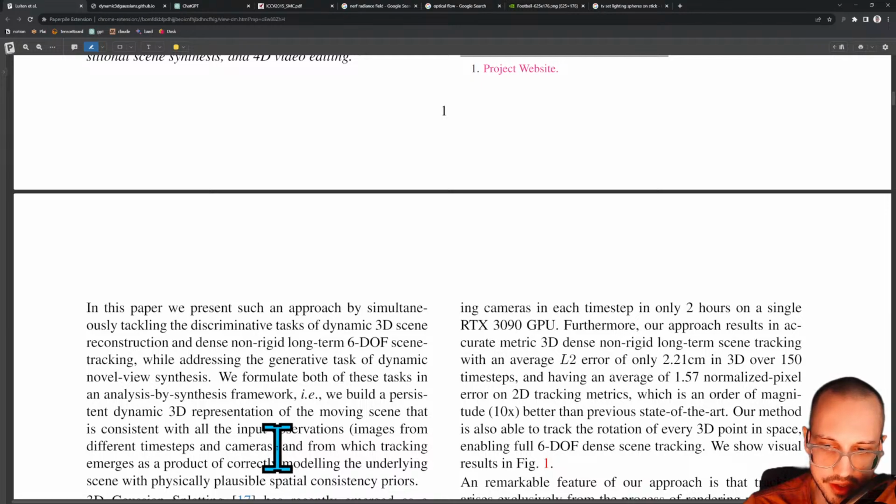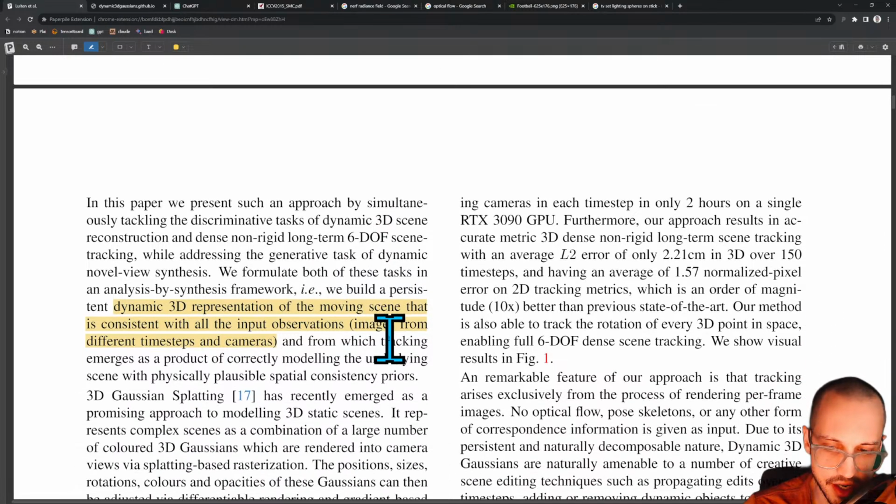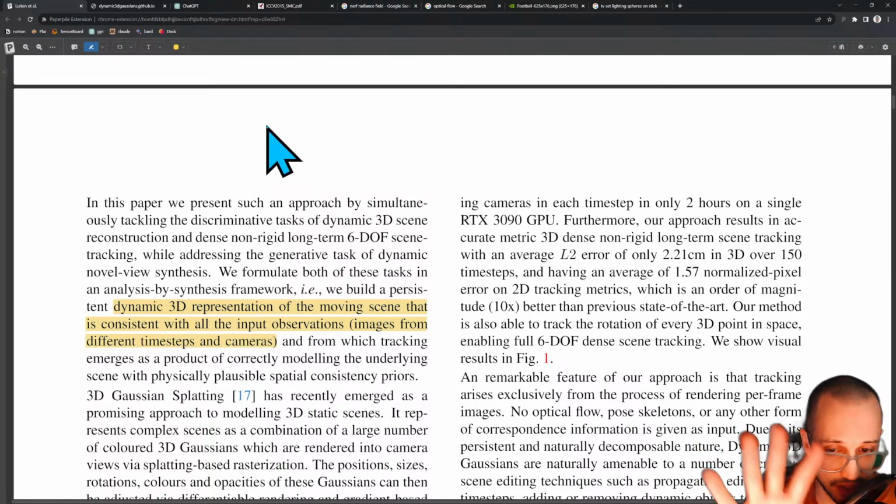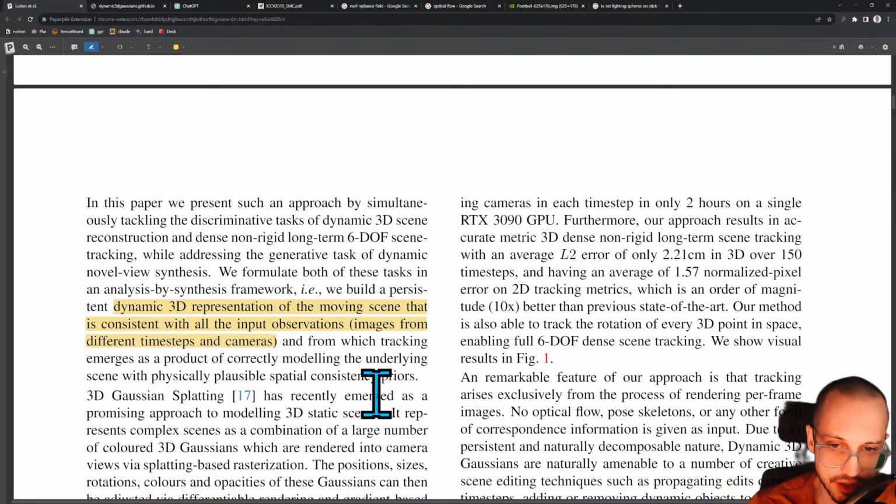Okay, so they're running this optimization process over the entire dynamic 3D scene, right? It's not like they're creating a static 3D Gaussian scene and then adding the time and dynamic components to it later. It seems like the optimization process runs over the entire duration of the time, from which tracking emerges as a product of correctly modeling the underlying scene with physically plausible, spatially consistent priors.